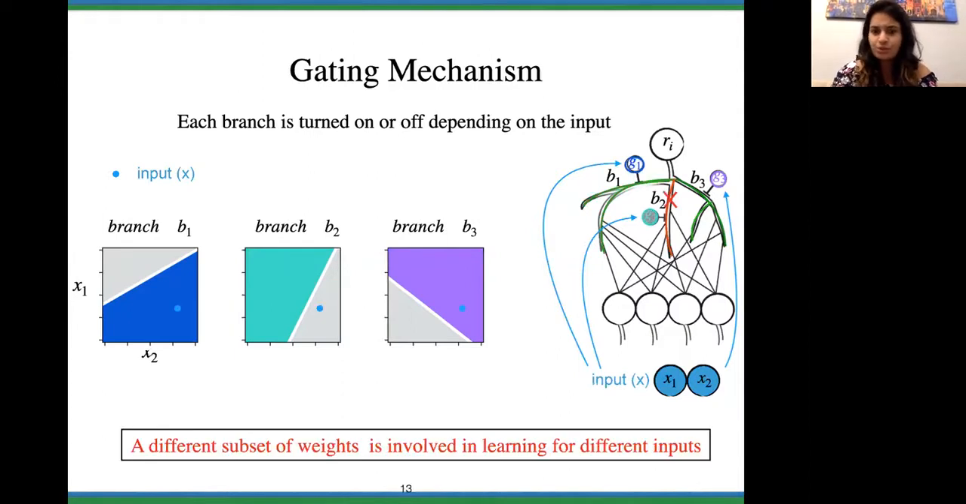And now if you switch inputs, you go to a different input. B1 is gated on, B2 is off, and B3 is on. So a different subset, a different set of branches are active. And so a different subset of weights are involved in learning for different inputs. And this is key for something like this to work.